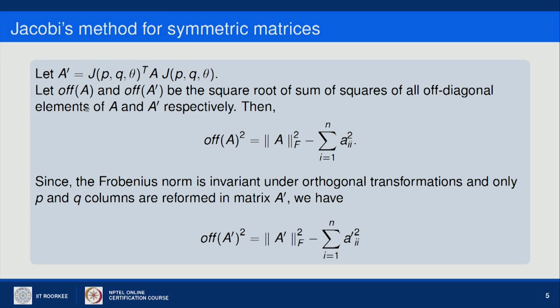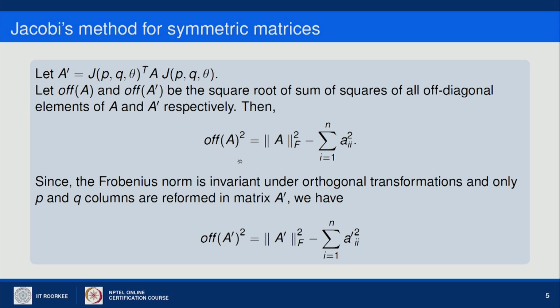We are having pre-multiplication by J transpose and post-multiplication by J with matrix A, and I get my next matrix A dash. So, A dash is J transpose A J, where J is a rotation matrix with rows P and Q and angle theta. So, let off A and off A dash be the square root of the sum of squares of all the off-diagonal elements of A and A dash respectively.